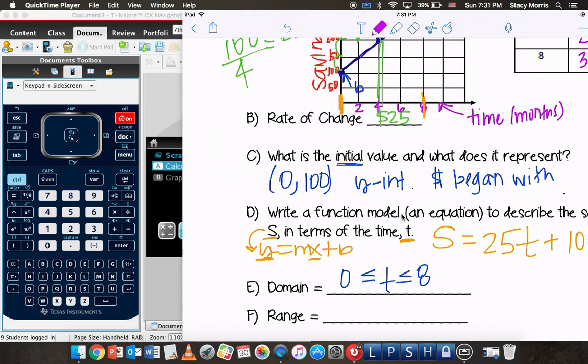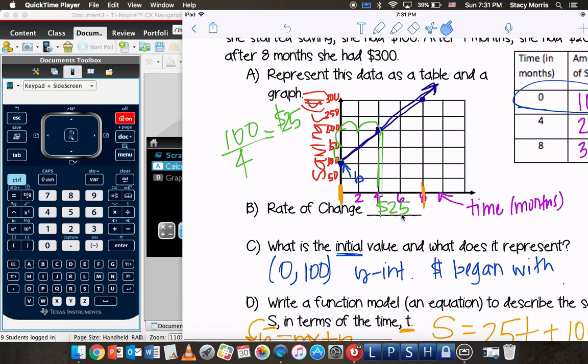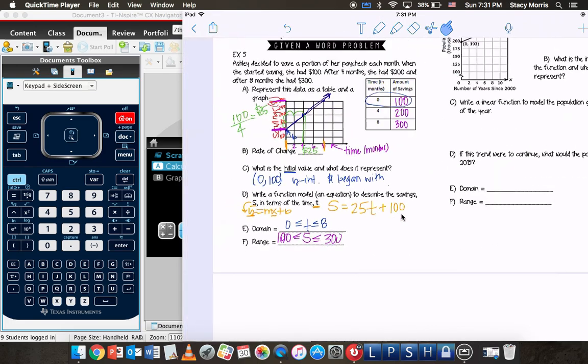So again, her range would be the Y values. So looking over here at the Y's, we would say that her savings started at $100 and it ends up here at $300. We're assuming that she stopped saving. We don't really know, but we're just going to go with that. So we're going to say her savings is going to be greater than or equal to 100, but less than or equal to 300. Okay. All right, let's look at the next example.